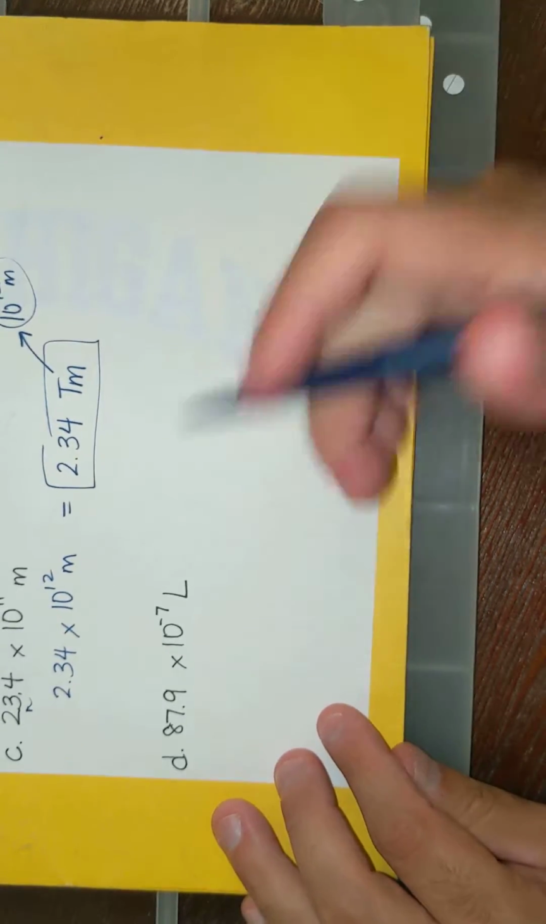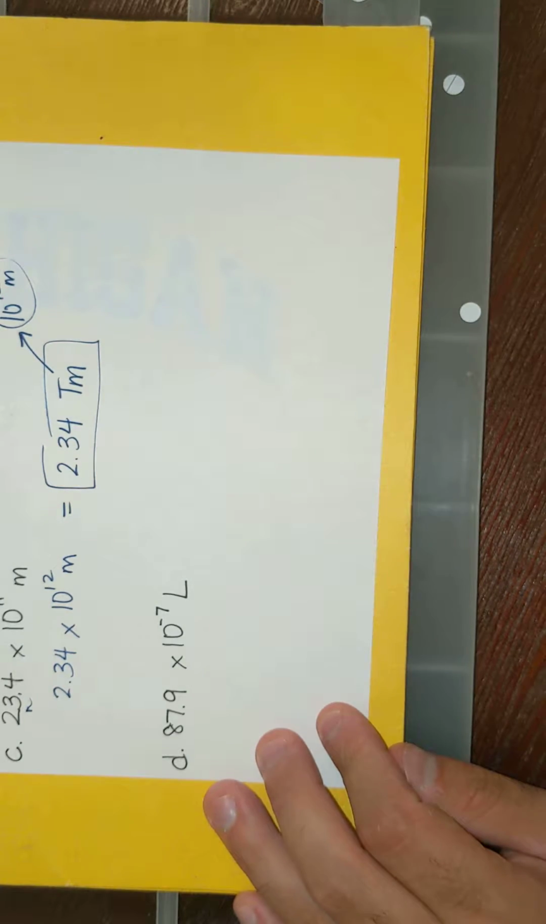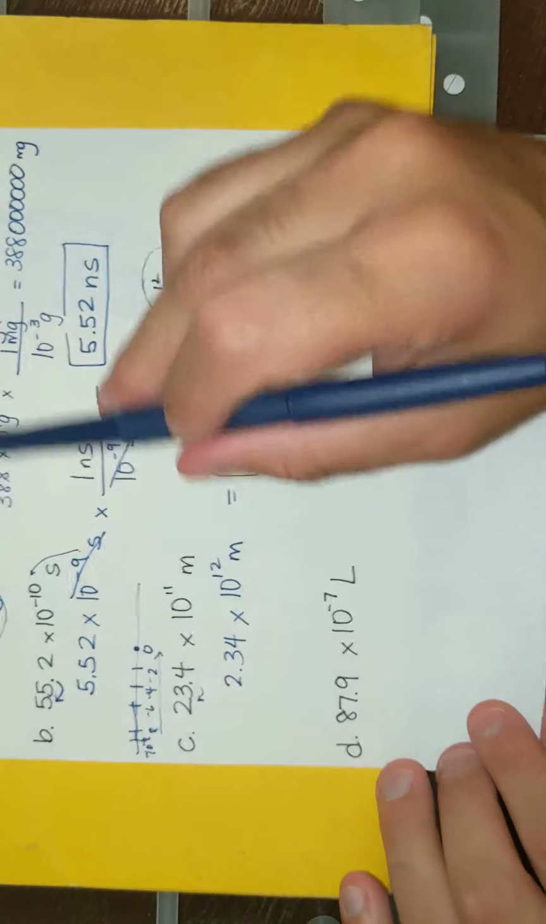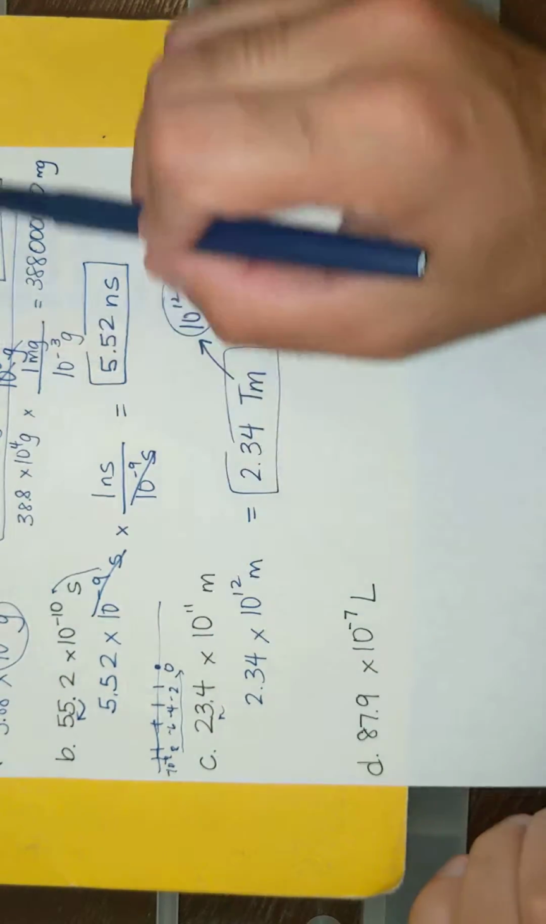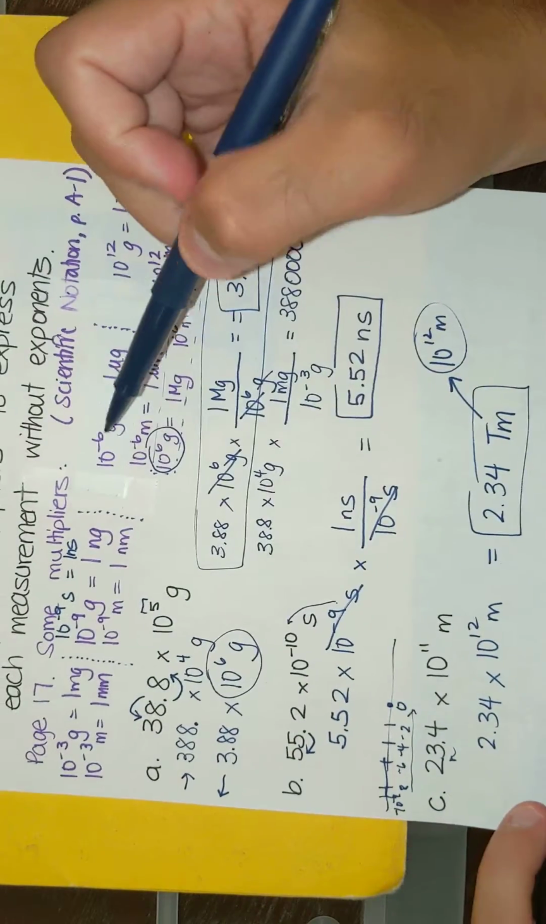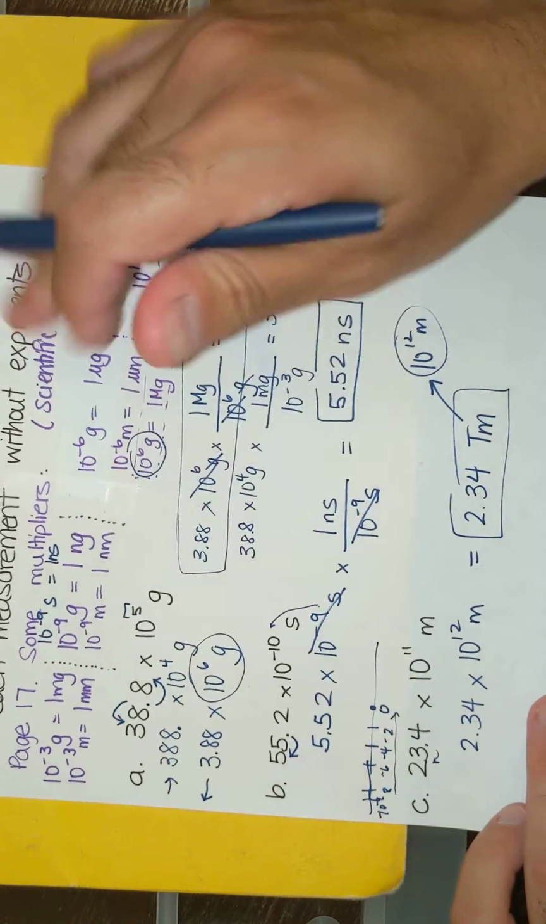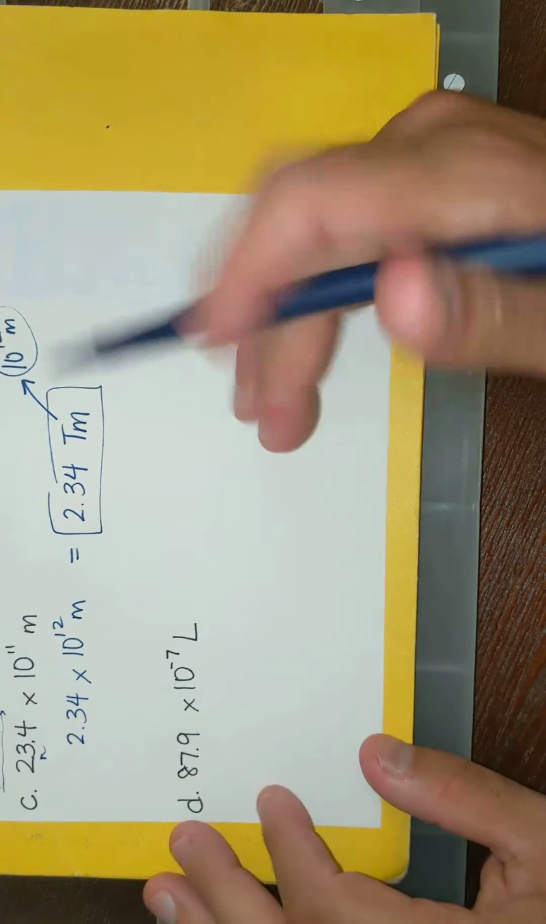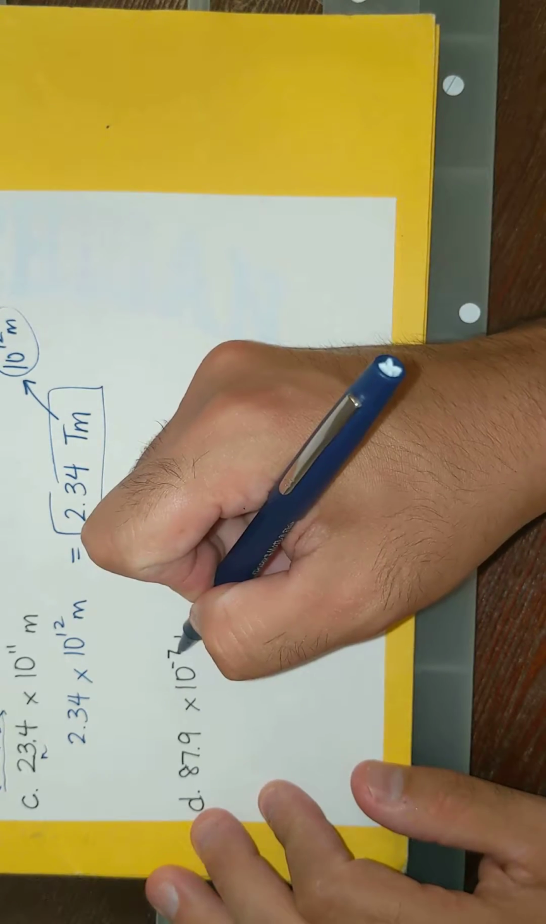I'll do the last one, 87.9 times 10 to the minus 8th. I'm going to see which one can help me get something as close to any of these multipliers. I have a 10 to the minus 6th, and I have a 10 to the minus 9th. If I want to go to 10 to the minus 6, I could go to the left one, right? That's going to increase by 1.